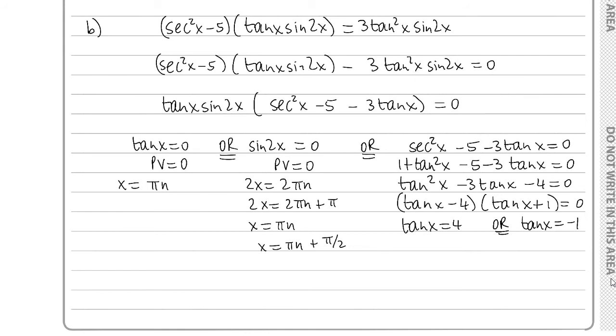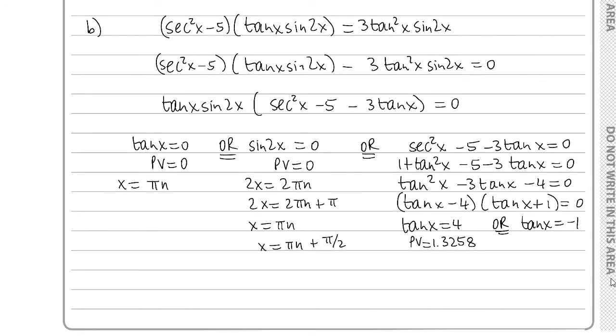For tan x being 4, I will determine the principal value. We are in radian mode, so the principal value in this case is 1.3258, and for tan x is minus 1, the PV is minus pi over 4, with corresponding generating formulae pi n plus 1.3258 and pi n minus pi over 4.